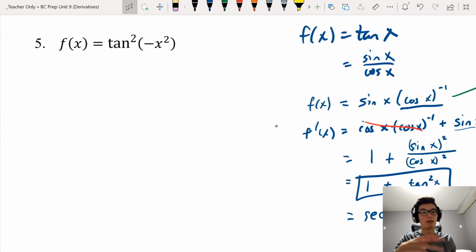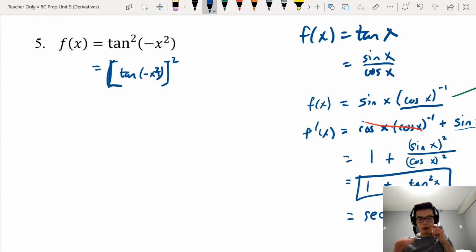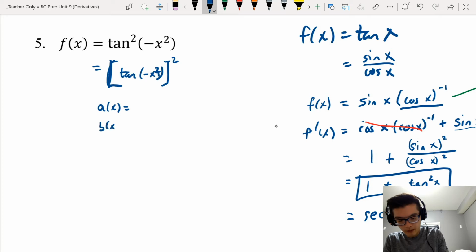Okay. So this is a problem within a problem, but let's focus on what's going on here. So we've got a whole bunch of things going on. Let's rewrite this out. This is going to be the quantity, square bracket, tangent of negative x squared, and then this whole thing is being squared. Okay, so let's break this down. So to take the derivative, we need to first figure out the outside function, a of x, and the inside function, b of x. The inside function is simply tangent of negative x squared. Cool. The outside function is x squared, not too bad. So a prime of x is equal to 2x.